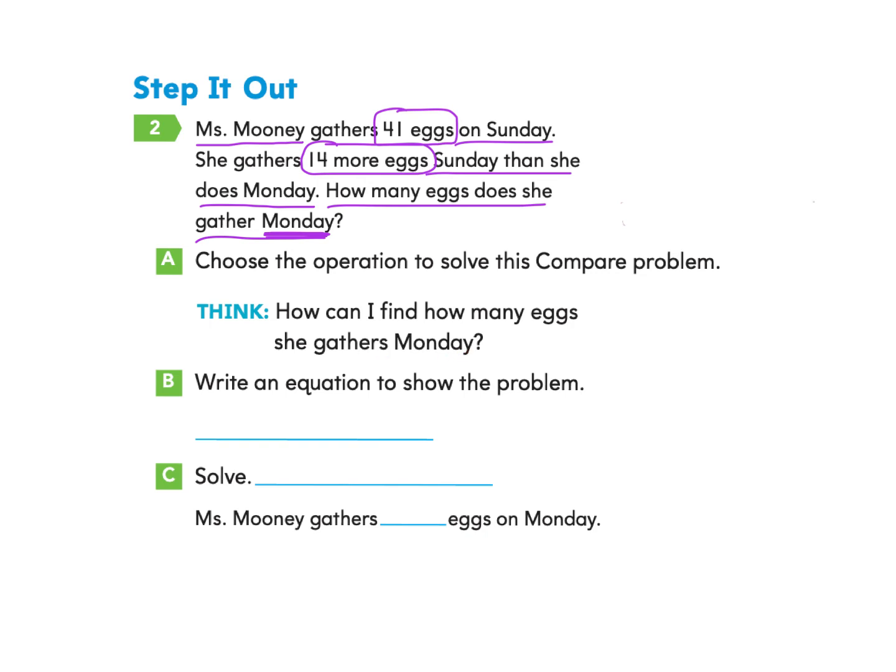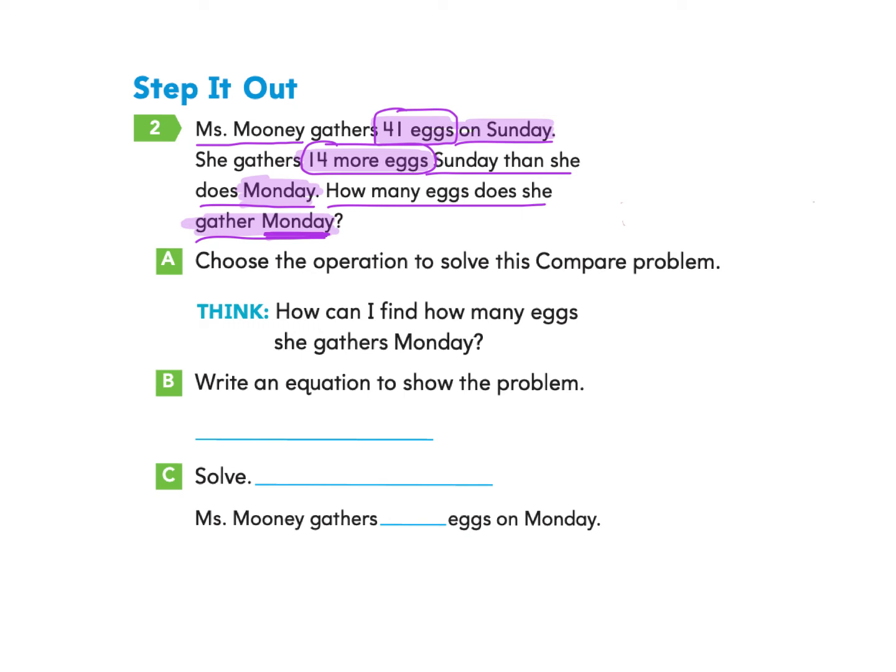Again, let's review this word problem. She gathered 41 eggs on a Sunday. Then she gathered 14 more than the 41 on Sunday on Monday. And we're looking for how many she gathers on Monday. That's important. So because our problem says that she gathered more eggs on Sunday than she did on Monday, I know I'm going to be taking this 14 away from the 41 to find that difference. So this is going to be a subtraction problem.